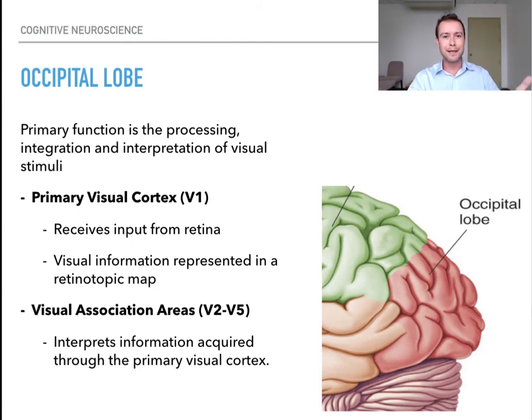Now, things get a little bit more complicated than this in that the retinotopic map is inverted and flipped around, so it never truly represents exactly what you're seeing, but there's still a one-to-one mapping going on there. And then we have other visual association areas that interpret additional information, such as aspects of motion or color or form of the visual scene.